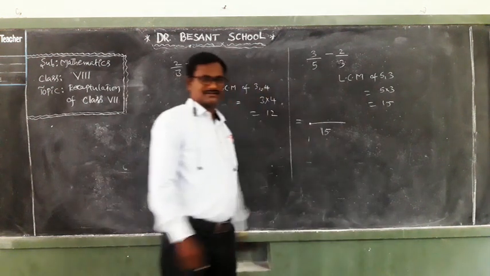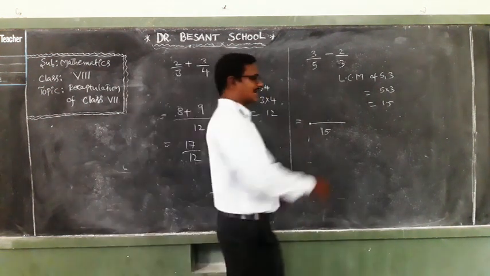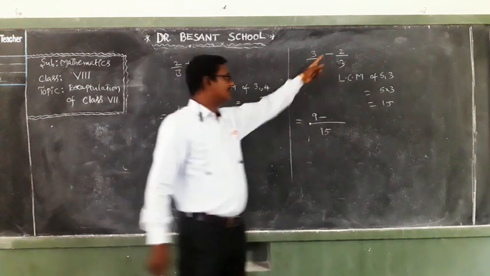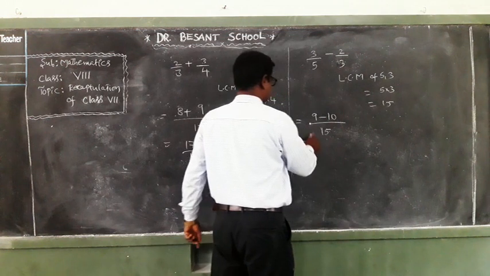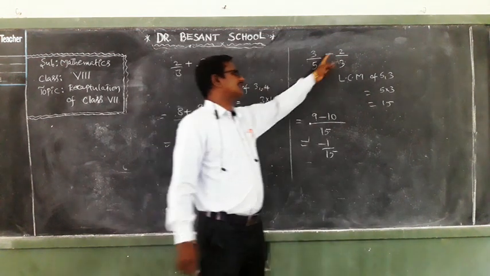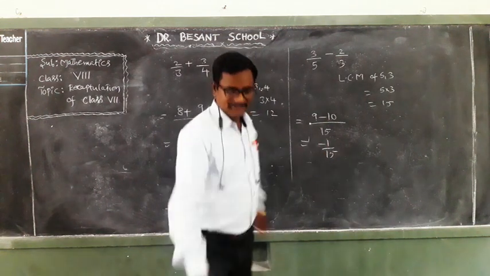5 how much is 15? 5 3s are 15, so 3 3s are 9. Minus, 3 how much is 15? 3 5s are 15, so 5 2s are how much? 10. So 9 minus 10 is minus 1 by 15. The value of 3 by 5 minus 2 by 3 is minus 1 by 15.